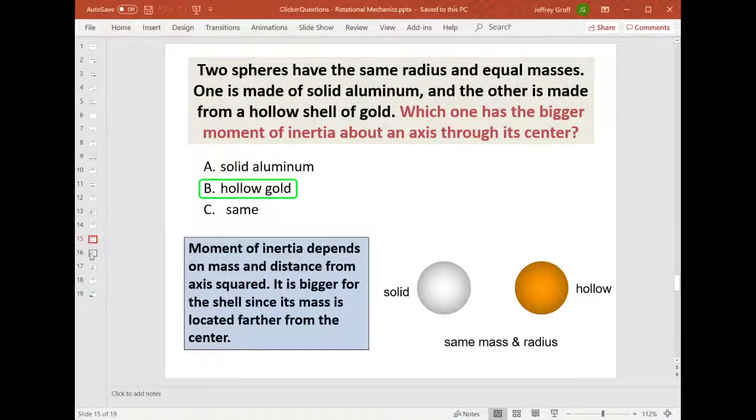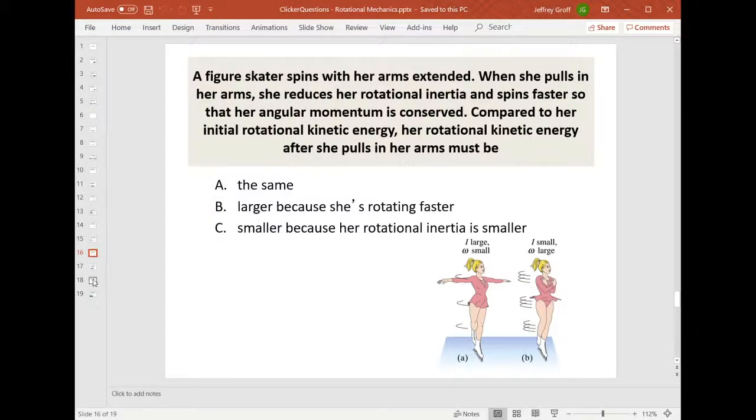Okay? Yes, they both have the same total mass and the same radius, but the radius of the sphere isn't what matters. What matters is how far away each little tiny piece of mass is from the axis of rotation. So the gold sphere has a larger rotational inertia. Those are questions about rotation and conservation of angular momentum. All right, so we'll have to save those two for Monday.